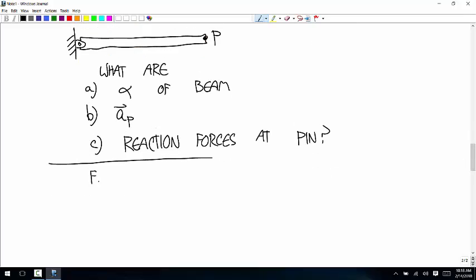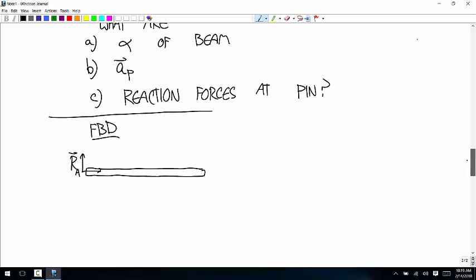The first thing to do is draw a free body diagram of the beam. At a pin joint, there have to be forces along the x-axis and the y-axis to prevent that point from translating. So we just have an unknown force vector there. I'll call that RA. For part C, we're going to try to find that. And then the only other force is the weight force that acts at the center of mass. That's equal to 10 times 9.81, so 98.1.